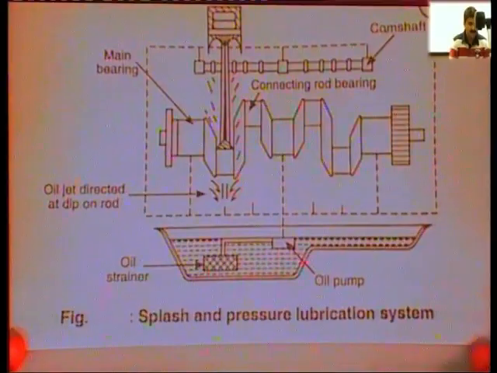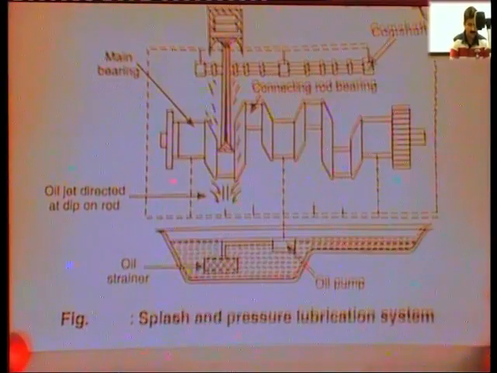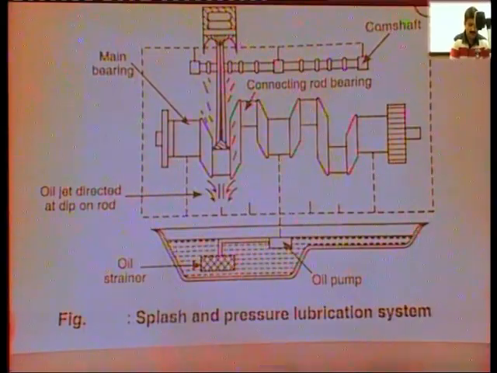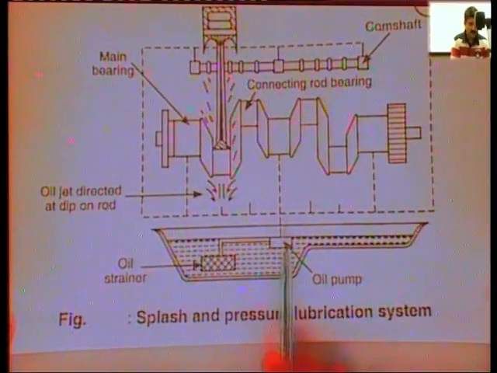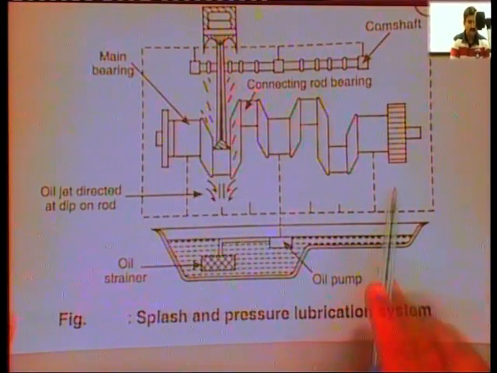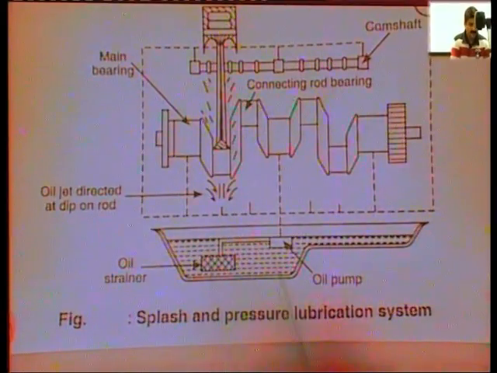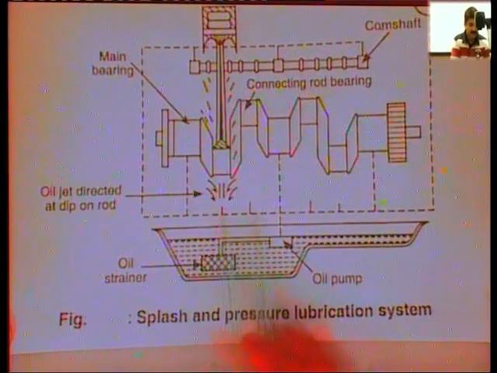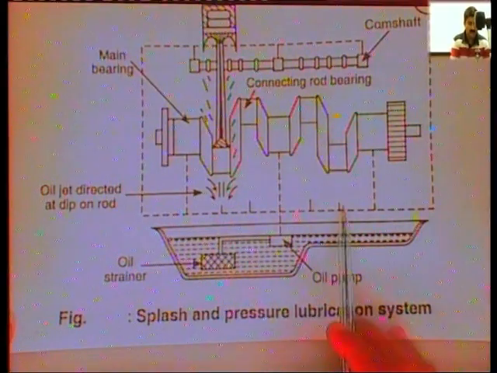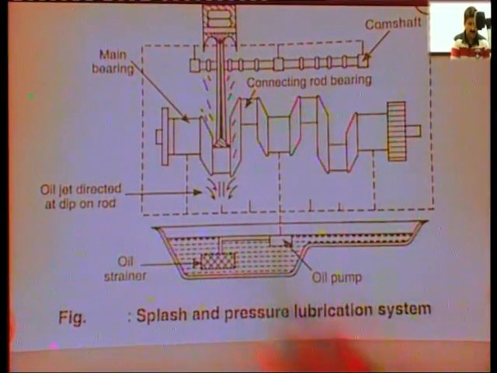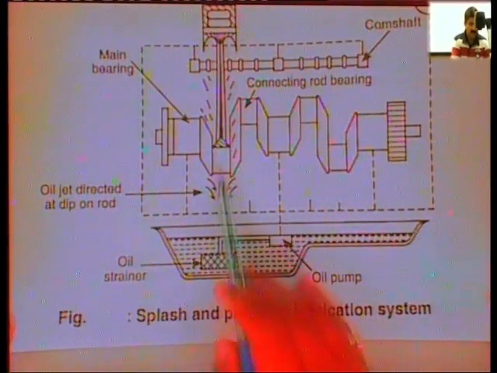Next comes the combination of splash and pressure lubrication system. In this, again, the oil sump, the lubricating oil, oil strainer, oil pump, but here the oil troughs are missing. Instead of that, we can see these dotted lines. This is the oil gallery, and here are small nozzles. Here are 1, 2, 3 and 4. Here are small nozzles through which oil is pumped. Because of the pressure of this oil pump, oil is pumped out and scattered all over the crank pin.